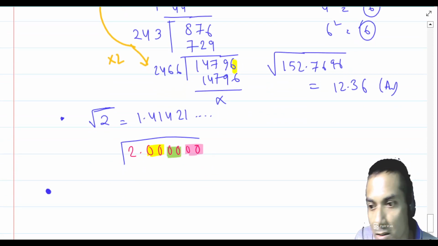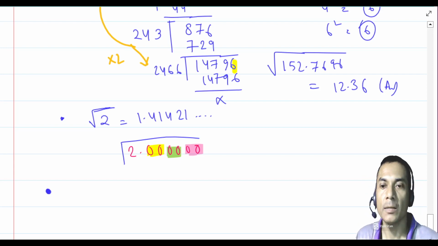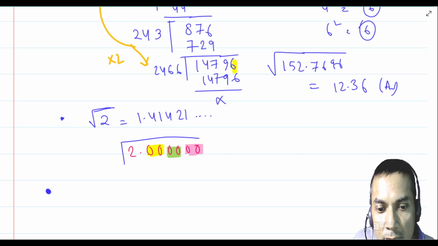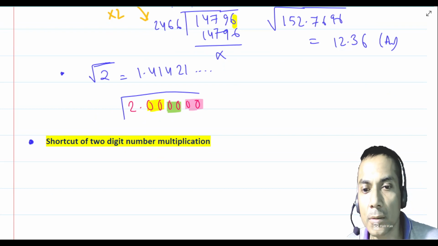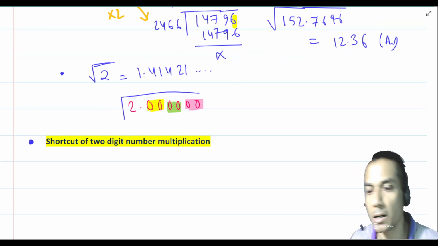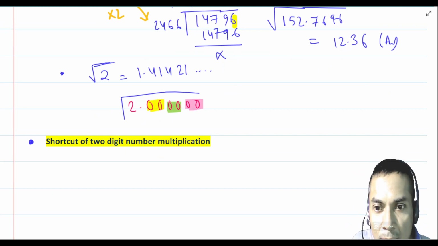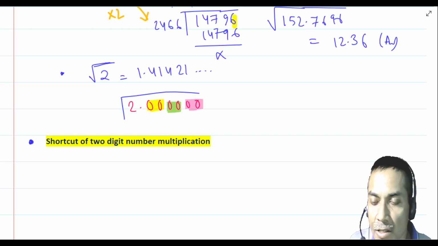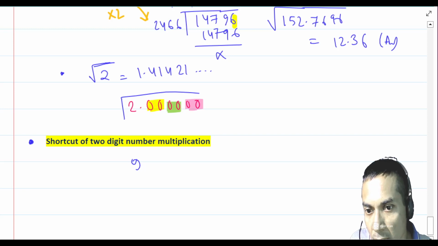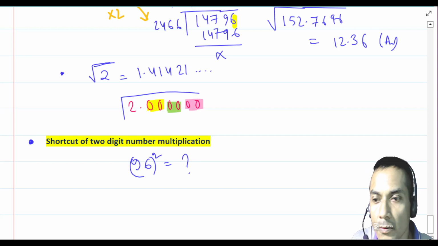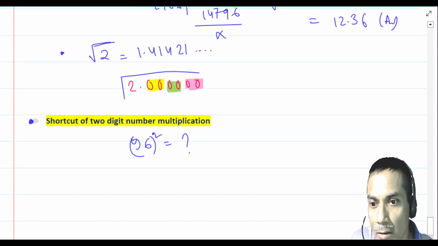It is applicable for any two numbers. Now we learn the shortcut method of the multiplication of 2-digit numbers, any 2-digit number. So the same method is applicable to find the square of any number. If anyone asks you what is the square of 96, then you can apply this method. Okay, let's learn this method.